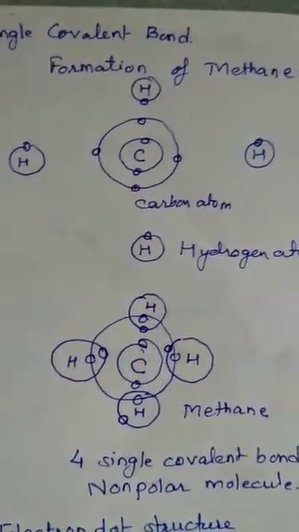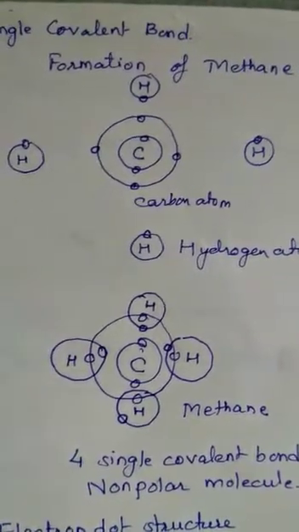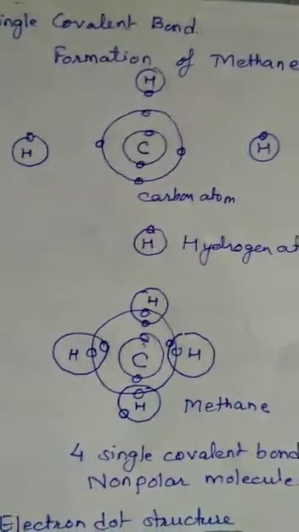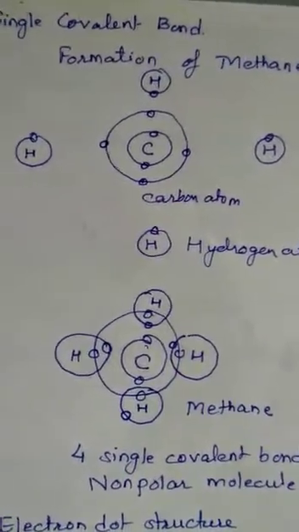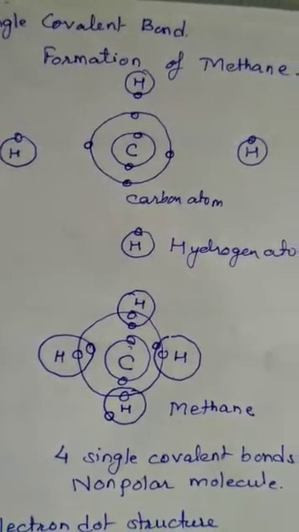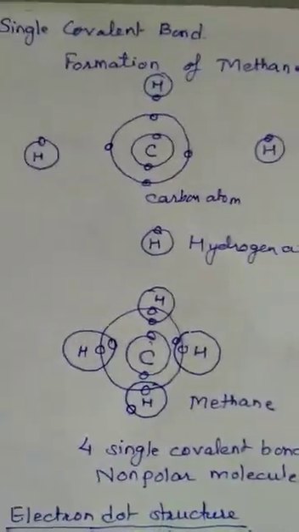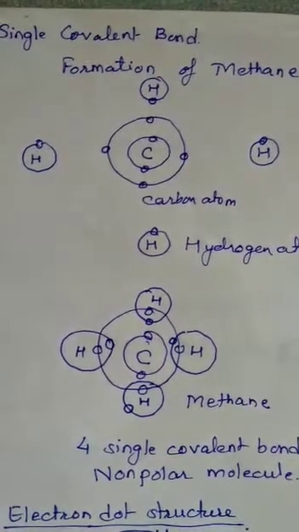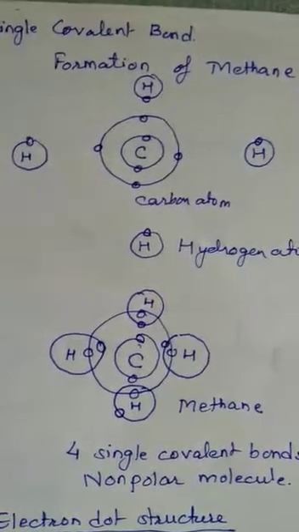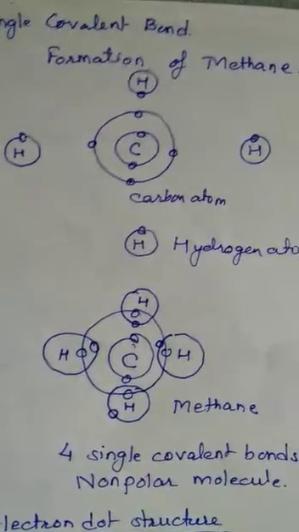Carbon, which has 6 as the atomic number, has the electronic configuration of 2 electrons in the first shell and 4 electrons in the valence or the outermost shell. As there are 4 electrons in its valence shell, it requires 4 more electrons to get 8 electrons in its valence shell, and to get the electronic configuration like that of neon, that is 2 and 8 electrons. So it needs 4 more electrons. To get 4 more electrons, the carbon atom will combine with 4 hydrogen atoms.